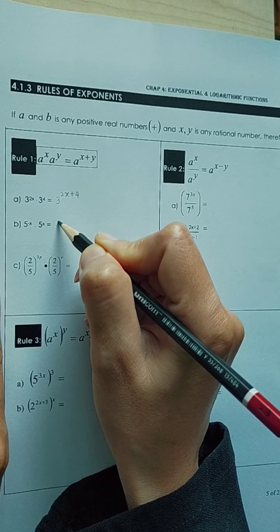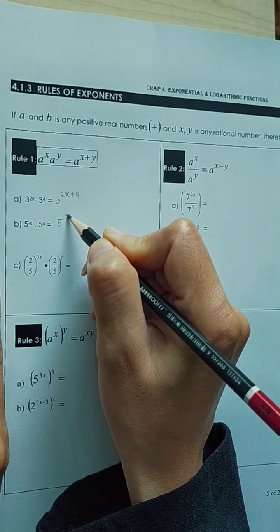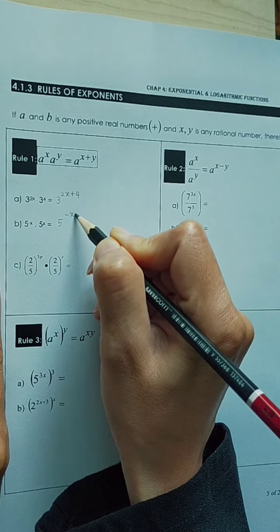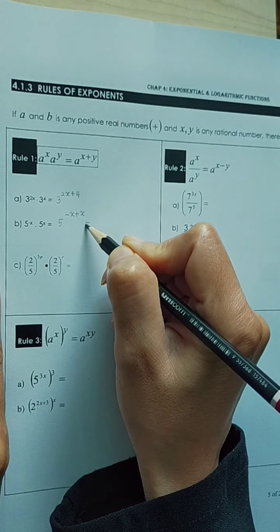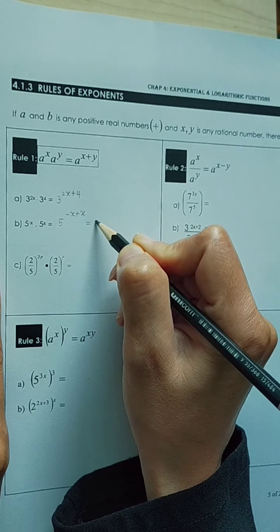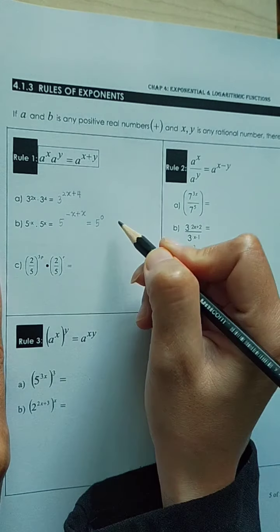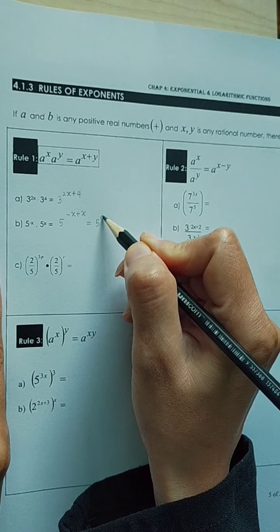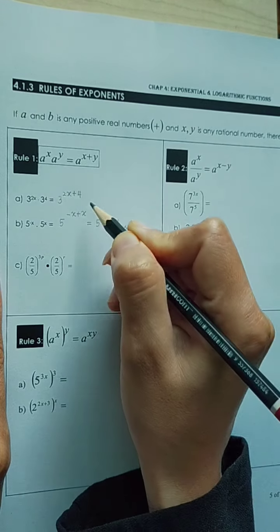Okay, in B, the base is 5 and you will add the power negative x plus x. And if you simplify further, this is actually 5 power 0. And anything power 0 is always 1.